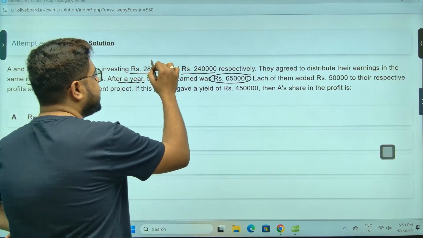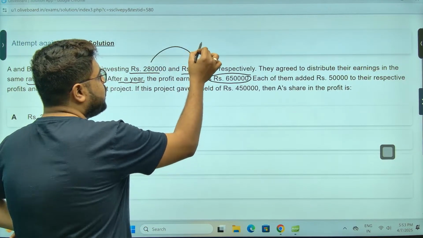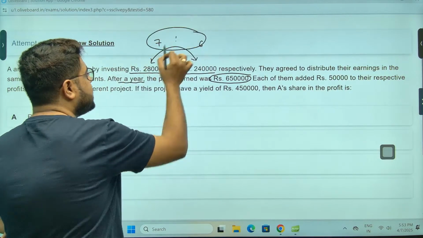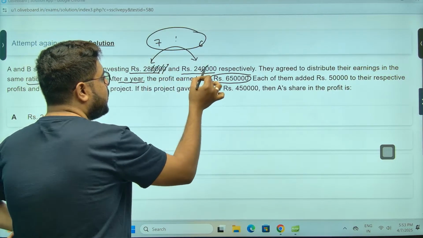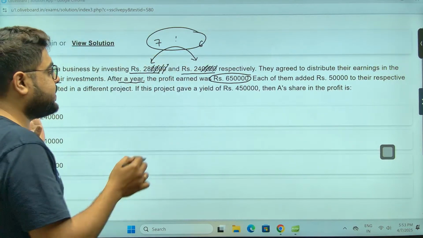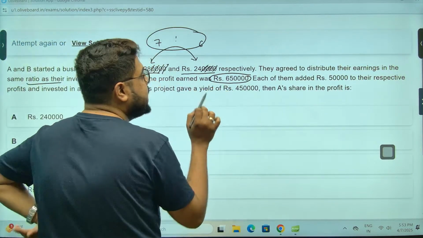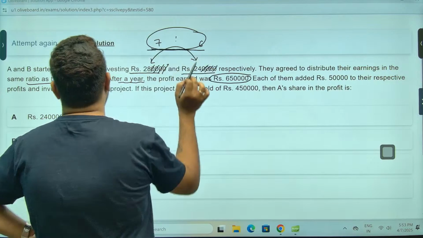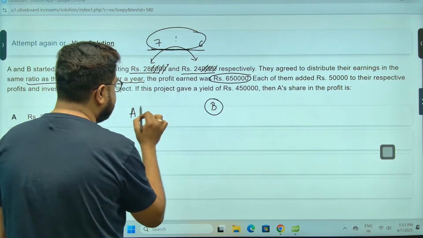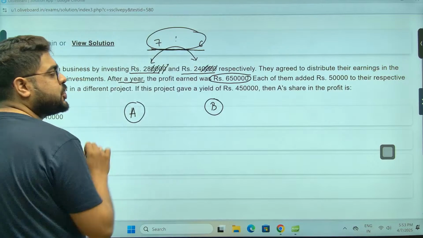So what is this ratio, sir? 7 fours are 28, 6 fours are 24. The zeros you can get rid of. So 28 and 24 means the ratio is 7 to 6. That means this 650,000 they will distribute among themselves, A and B, in this ratio of 7 to 6.